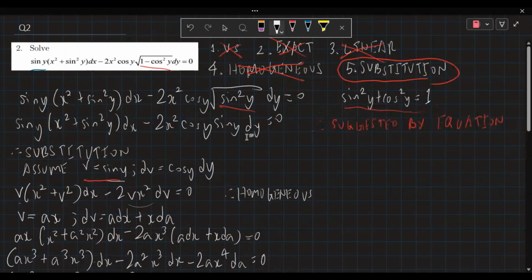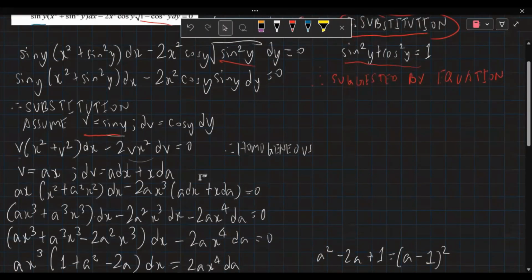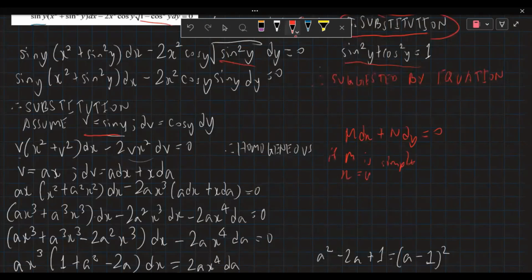For homogeneous again, we can see that we have to substitute again, since homogeneous is part of the classification of substitution. In this case, the reviewer basically just substituted for v itself, instead of establishing M dx plus N dy equals 0. If M is simpler, we do x equals uv. Actually, by pala, y equals vx.